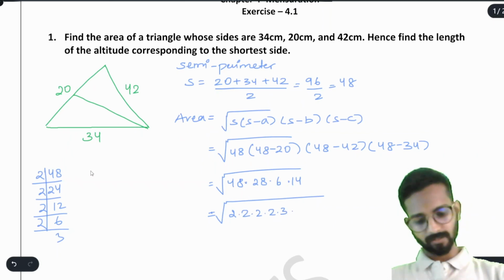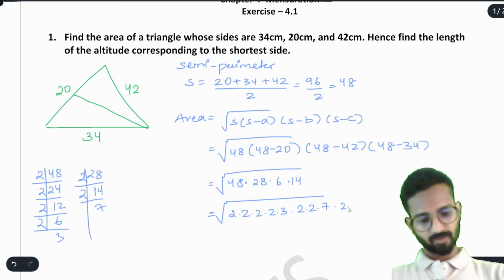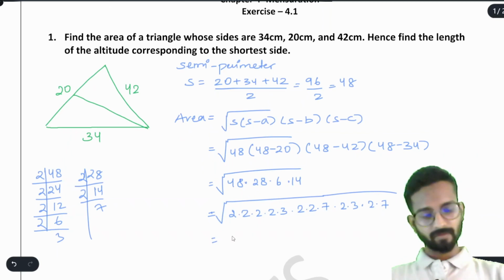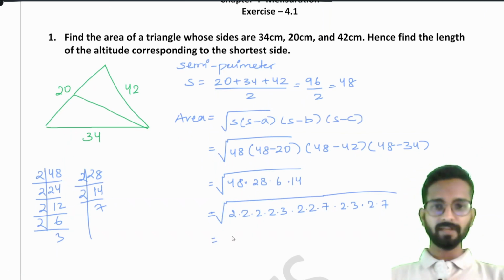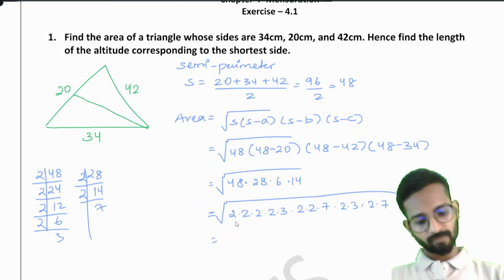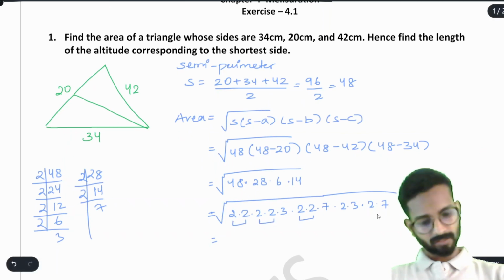Now 28. 2 14s are 28, 2 7s are 14. So you can write 2 into 2 into 7. 6 can be written as 2 into 3. 14 can be written as 2 into 7. Okay. Why we have done this? So now we will take the pairs and that pair will come out of the root. So 1, 2, 3, then this 7 and this 7, then this 2 and this 2, then this 3 and this 3.